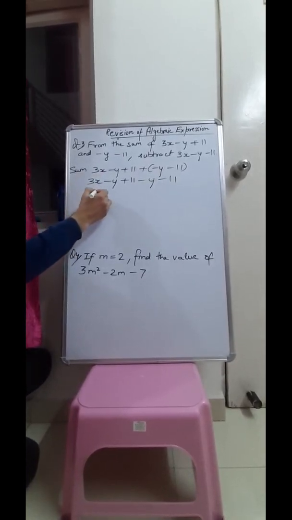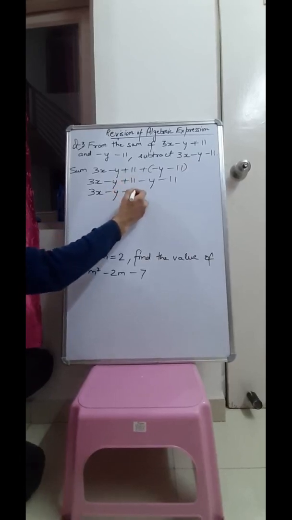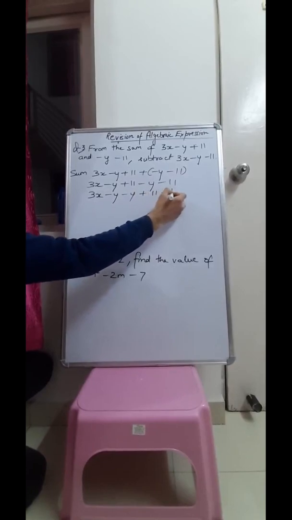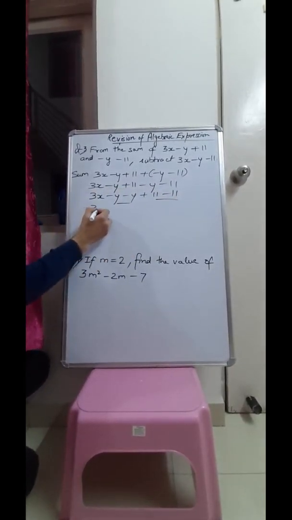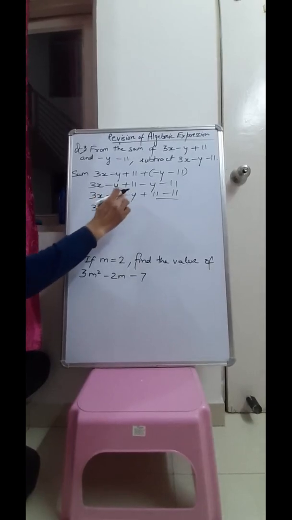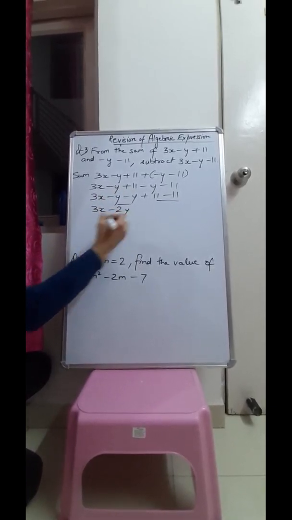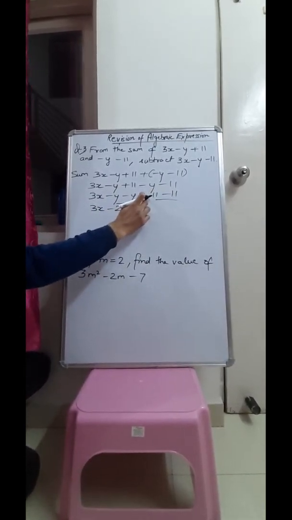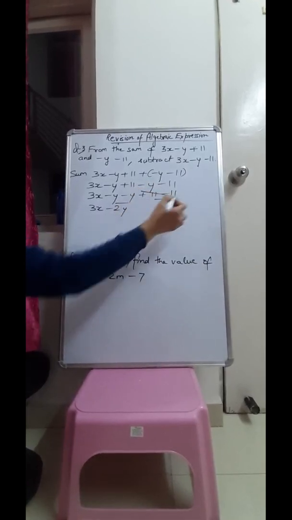3x doesn't have a like term. Minus y and minus y are like terms, and plus 11 and minus 11 are like terms. So 3x will come as it is, minus y and minus y both are in minus, so they add up and give you minus 2y. Plus 11 minus 11: one is in minus and one is in plus, so both are the same, which means they cancel.